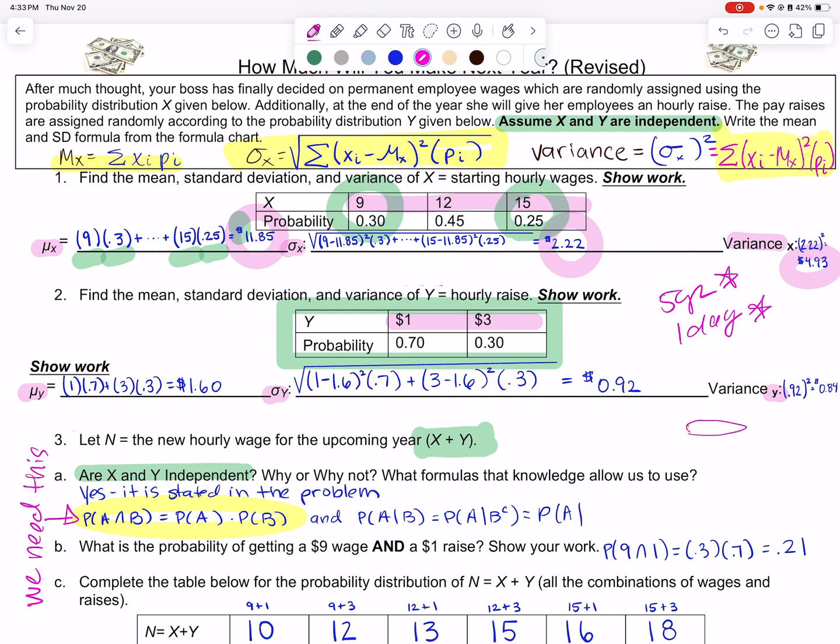Versus if I just had a big bag and I say, okay, everybody, I'm putting in here 70 cards that have $1 on them and 30 cards that have $3 on them. I'm going to shake them up, and then you pick one out, and that's your new raise. Well, that would be independent. So there are ways to do independent and dependent for this one, so it's not globally independent. You would have to make sure that the problem itself states it's independent. If it's not stated that way, you cannot assume that at all.